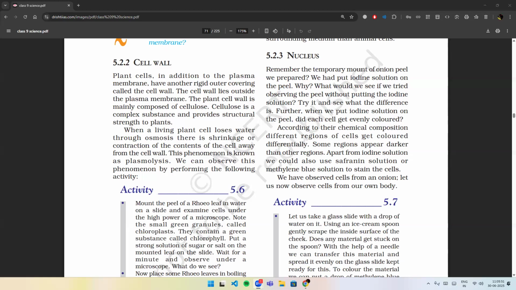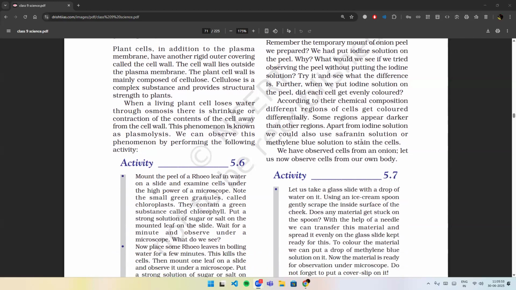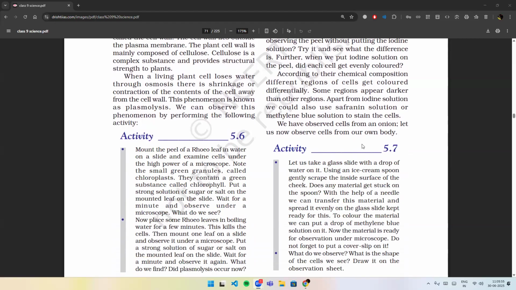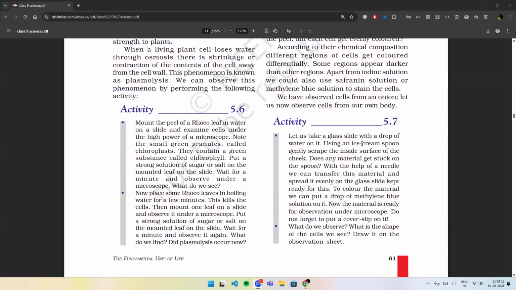Further, when we put iodine solution on the peel, did each cell get evenly colored? According to their chemical composition, different regions of cells get colored differentially. Some regions appear darker than other regions. Apart from iodine solution, we could also use safranine solution or methylene blue solution to stain the cells.